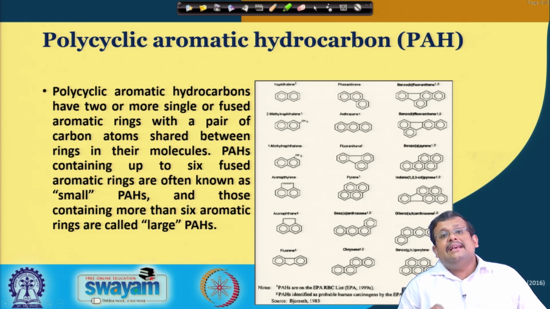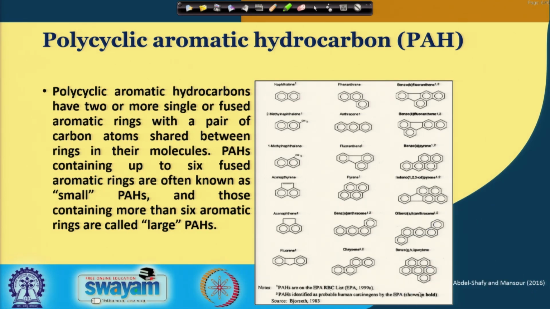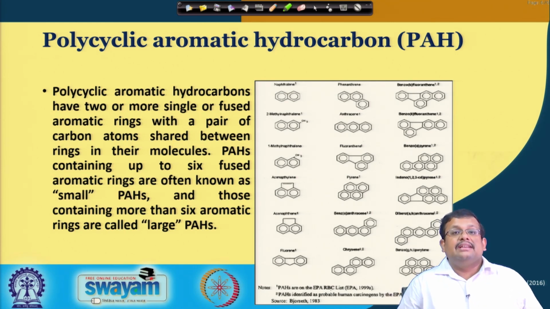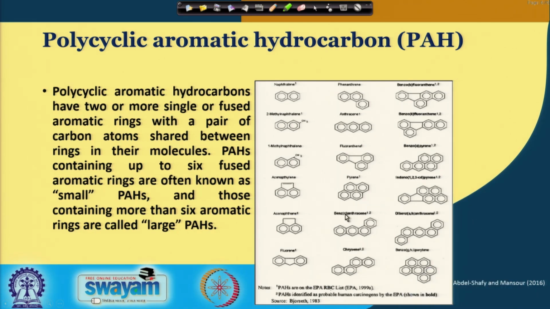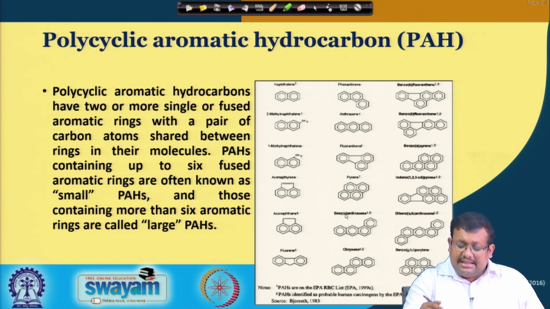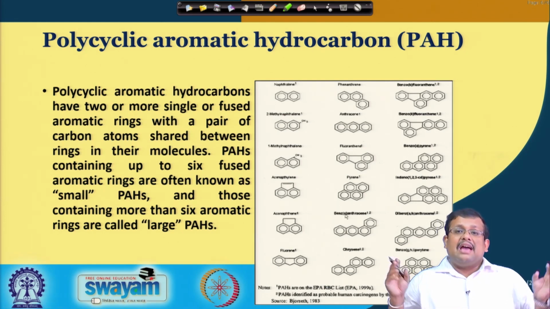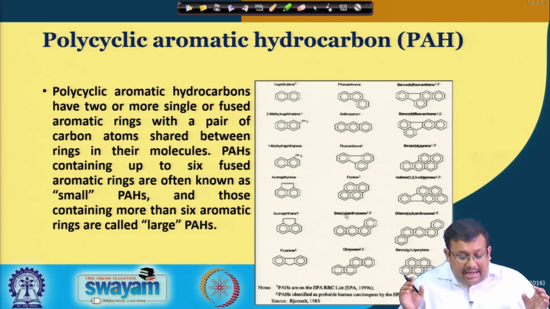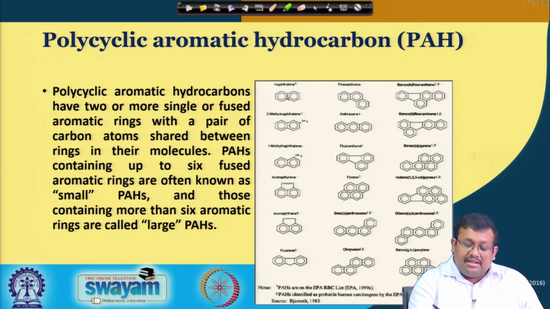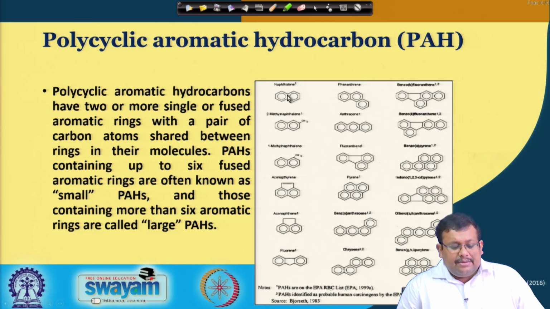Now, polycyclic aromatic hydrocarbons, we have already seen that they have two or more fused aromatic rings with a pair of carbon atoms shared between the rings in their molecules. So, obviously, we can see here in the case of naphthalene, then phenanthrene, then benzofluoranthene, and so forth, then fluorene, then obviously pyrene. You can see a lot of PAH compounds having fused benzene rings, with a pair of carbon atoms shared between the rings in their molecules.